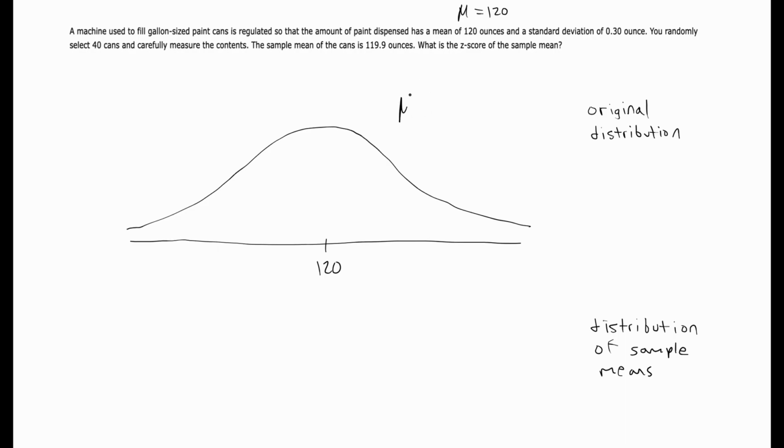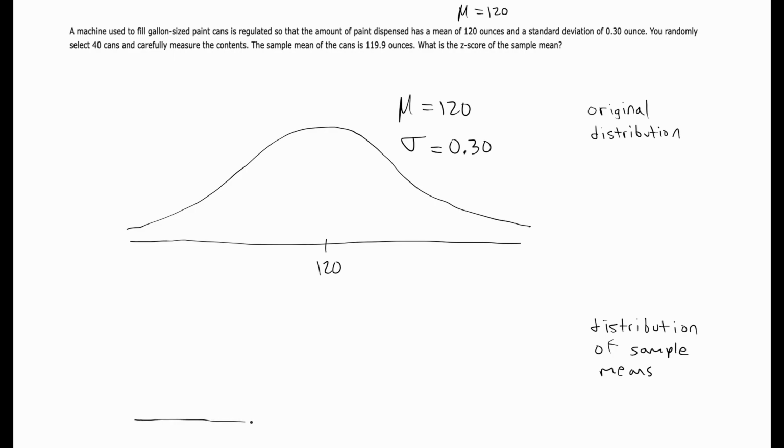Alright, so I'm going to start by just drawing a normal curve. In the middle, we'll put the mean, mu, which is 120 ounces. We can show a difference between the original distribution, though, and the distribution of sample means. We know that the mu is 120 and the sigma is 0.3.